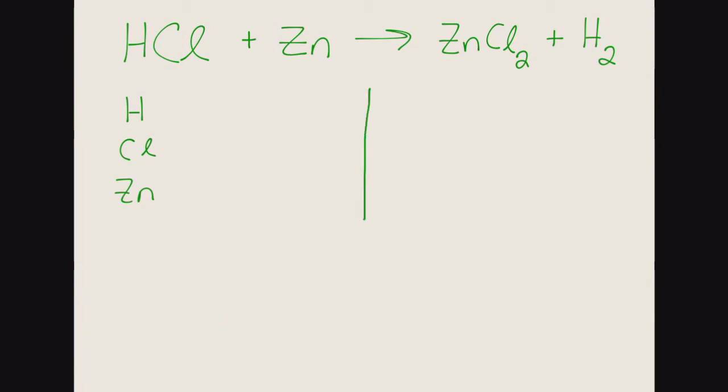And over here, I have hydrogen, chlorine, and zinc. So the question is, how many do I have on each side? On the left-hand side, how many hydrogens do I have? Okay, I have 1 hydrogen. How many chlorines? I have 1 chlorine. How many zincs? 1 zinc. Boy, you guys are just nailing it.